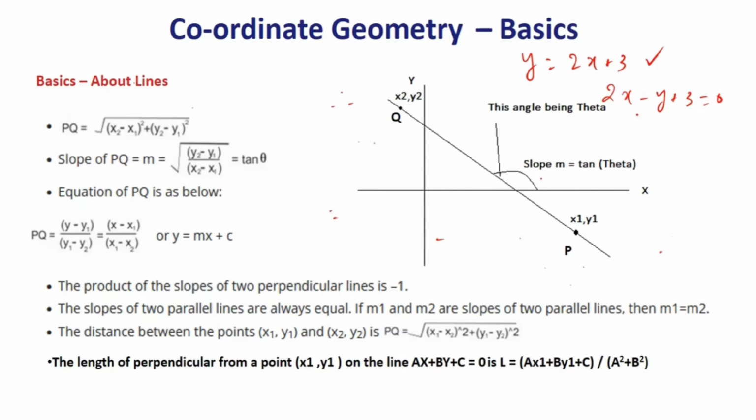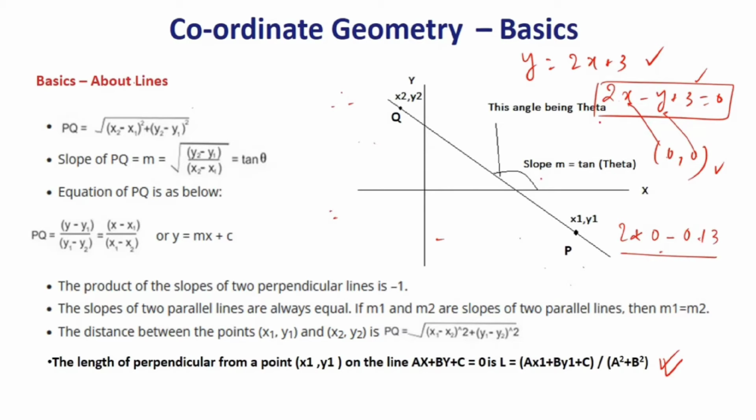Let's say I want to calculate the perpendicular distance between this line and the point 0, 0. How do you calculate it? This is the form. What you do is you just put the value of x here, so that becomes 2 into 0 minus, put the value of y here, 0, plus 3, divided by root over the coefficient of x, which is 2 square, and the coefficient of y, which is minus 1 square. This becomes 3 upon, you have 4 and you have 1, so root 5. So 3 upon root 5 is the distance.